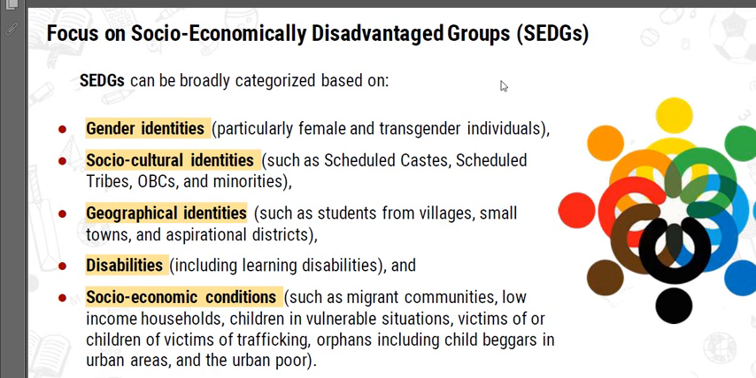Disabilities, including learning disabilities, and socioeconomic conditions such as migrant communities, low-income households, children in vulnerable situations, victims of or children of victims of trafficking, often including child beggars in urban areas and the urban poor. Separate strategies will be formulated for focused attention for reducing each of the category-wise gaps in school education.